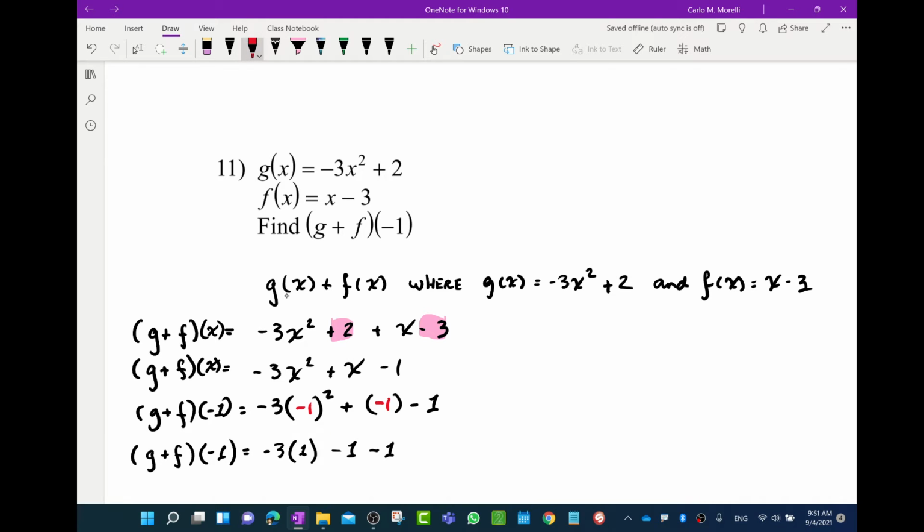Now, these two things together is like saying negative 1 plus negative 1, which would equal negative 2.